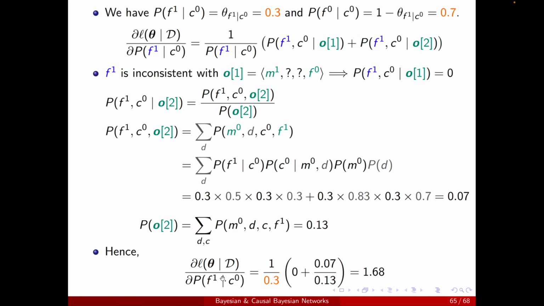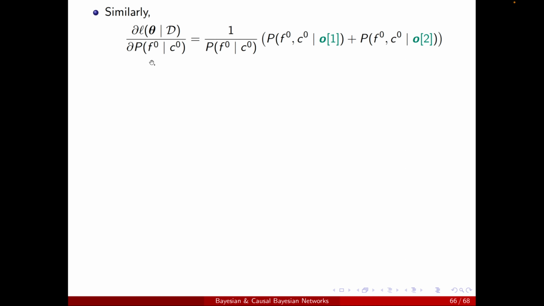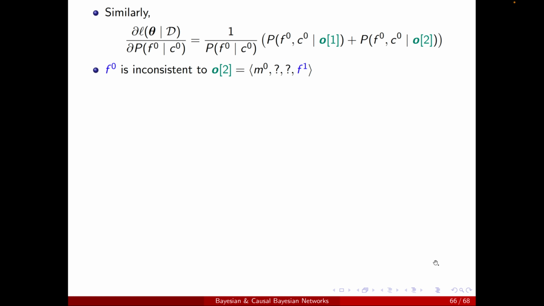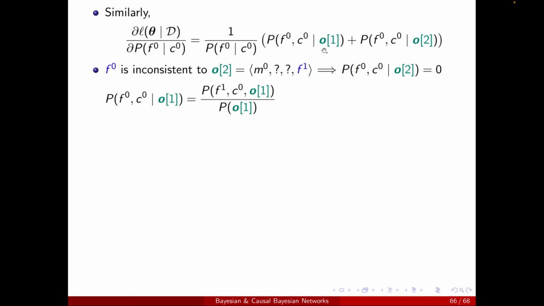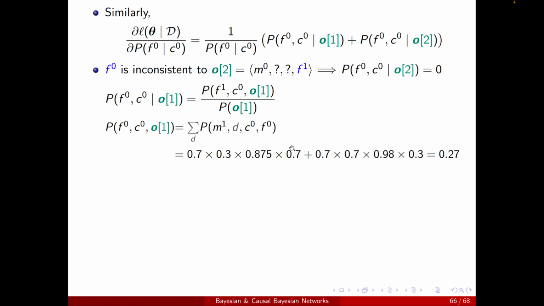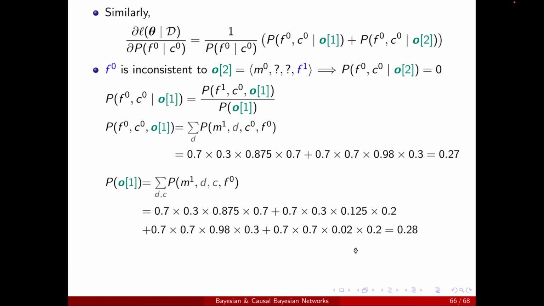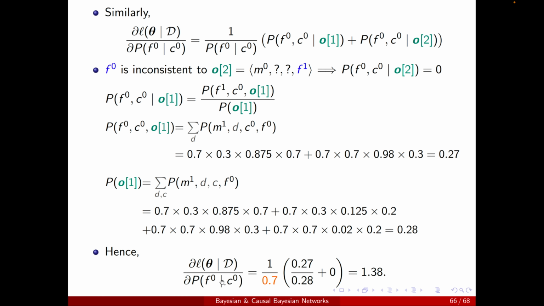It's not the gradient yet. I need another term, which is this one. How to calculate this? Well, it's similar to the previous case, just this time f0 is inconsistent with the second observation. So for this case, I will have 0. And for the first observation, this term, I will just do what I did in the previous case, marginalizing over d for the numerator. And for the denominator, I will marginalize over d and c. If you do the math, you will get these values. And at the end, I will get this partial derivative.